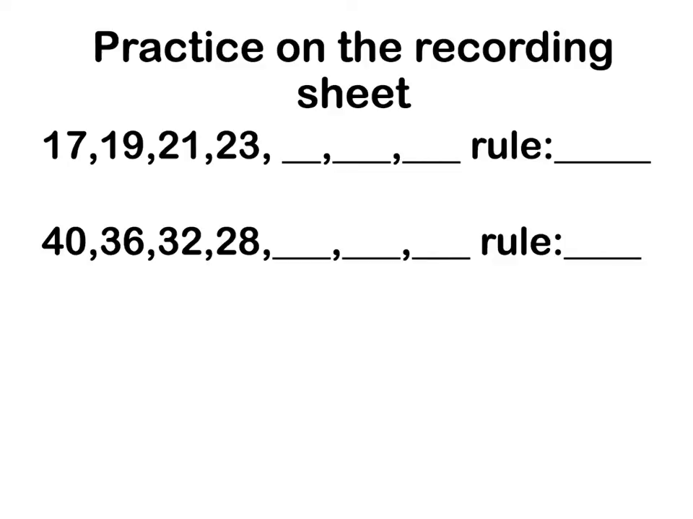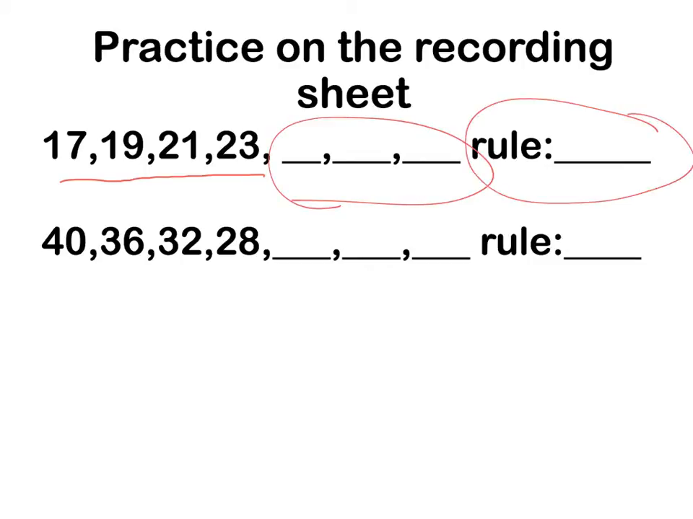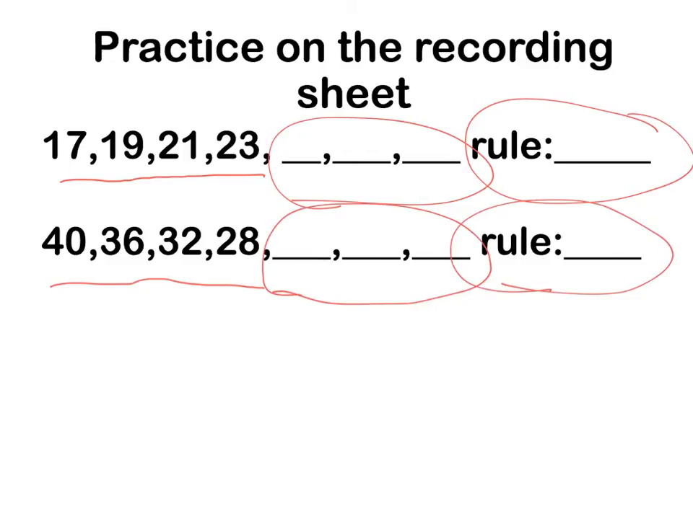Next, I would like you to fill in the next 2 boxes with the following patterns on your recording sheet. So the first pattern is 17, 19, 21, 23. You need to show me on the number line how to find what the next 3 numbers are, and then also figure out what the rule is. Then on the bottom box of your recording sheet, the pattern is 40, 36, 32, 28. Show on the number line how to find the next 3 numbers, and then also find the rule.